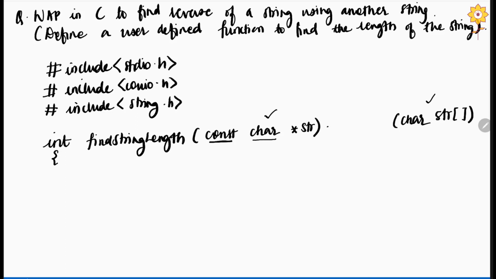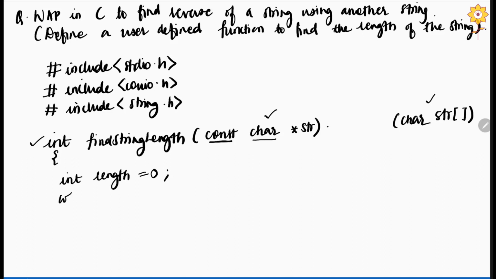Now, let us write the definition of the function. What is the definition of the function? The definition of a function is the execution that will take place when this particular function is called. What steps need to be taken when this function is called? First of all, we have to create a variable to store the length. Length is initially 0 because we have not yet calculated it.